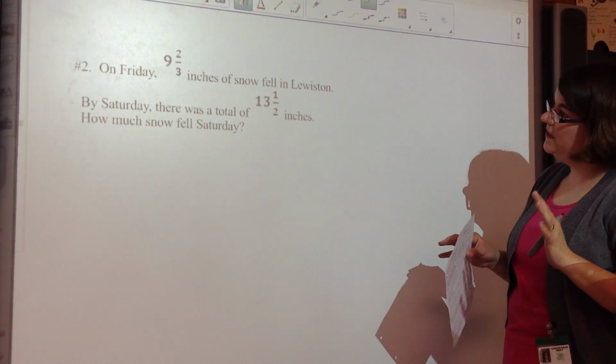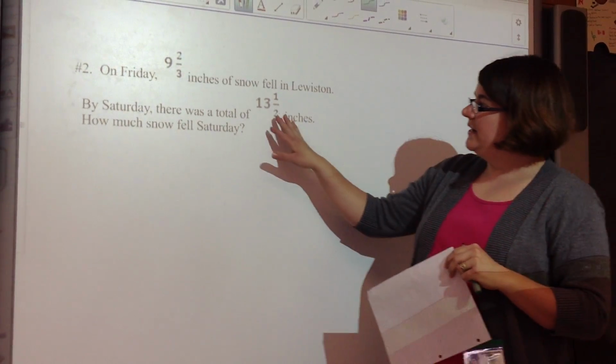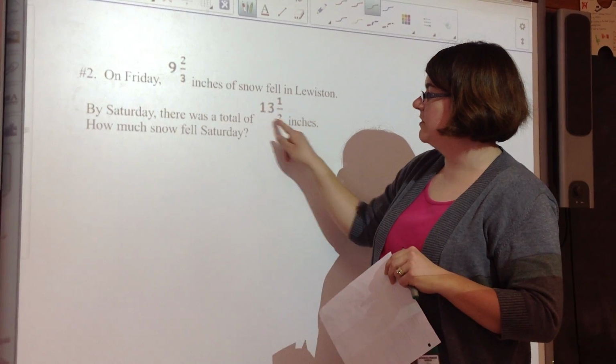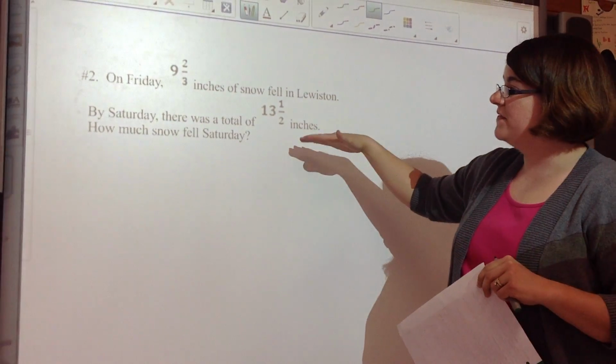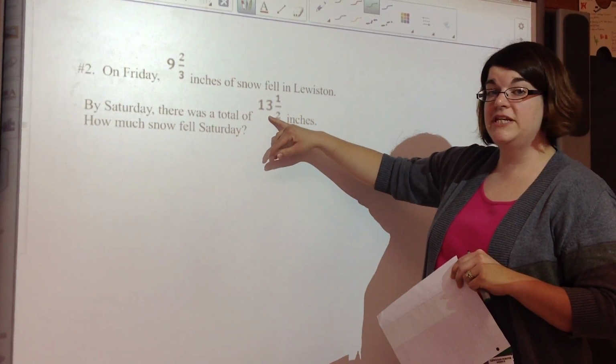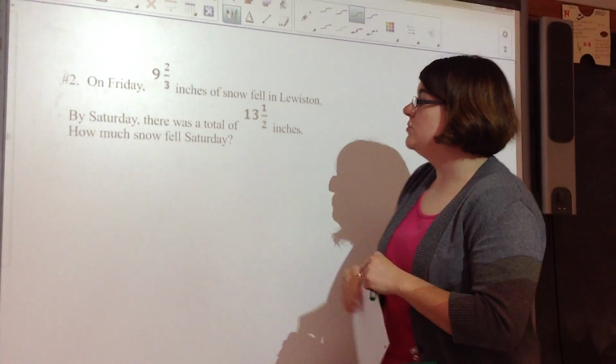So you have to kind of think about this. They're adding in here the 9 2/3 inches that fell on Friday in with this total. So if we just want the Saturday snowfall, we have to subtract the 9 2/3 from the 13 1/2.